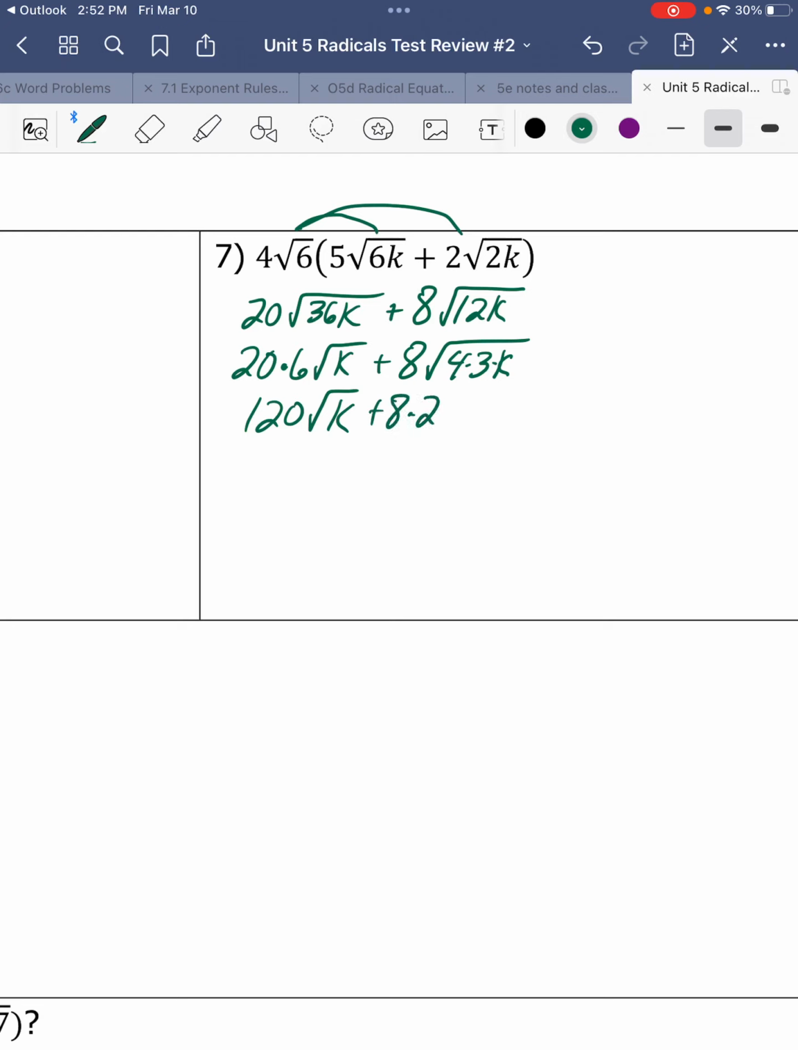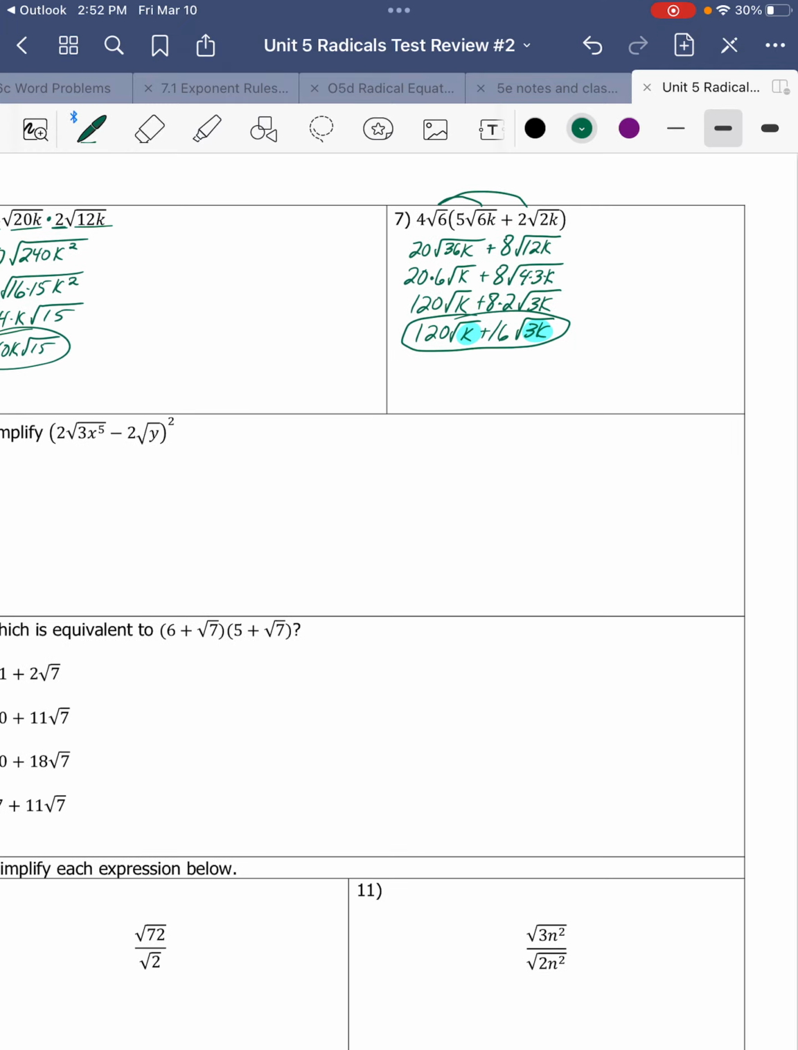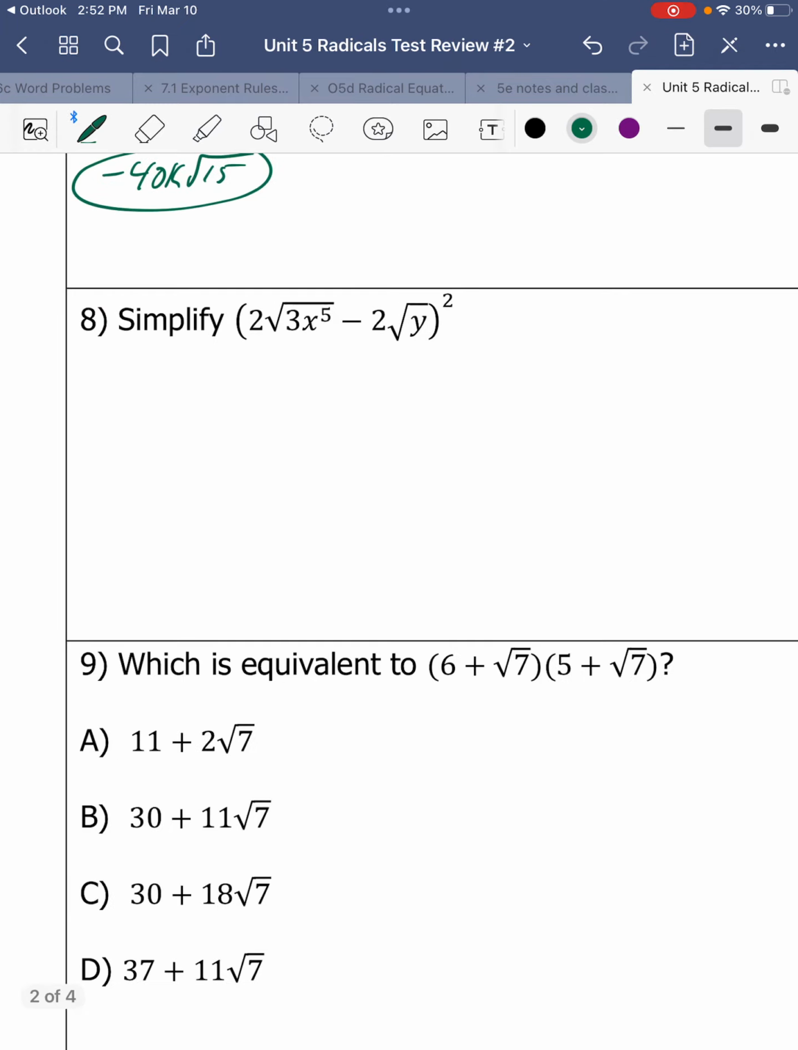So we multiply 20 times 6 is 120. 8 times the square root of 4 is 2. Square root of 3k. So we have 120 square root of k plus 16 square root of 3k. Because what's underneath the radical is not identical, they are not like terms. So this is your final answer.